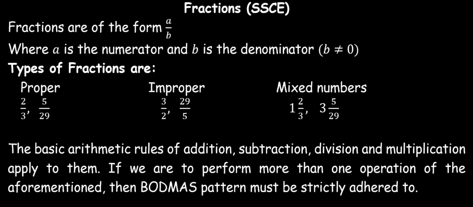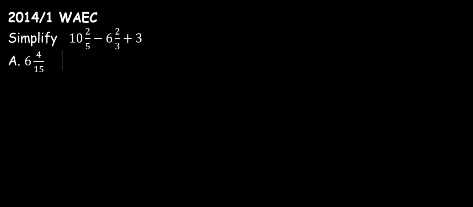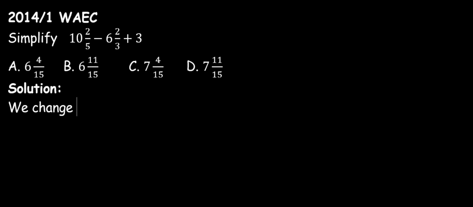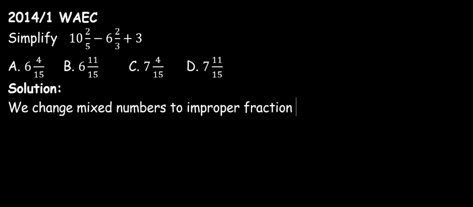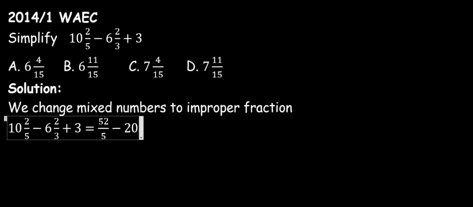Let's take our first example. Simplify 10 whole number 2 over 5 minus 6 whole number 2 over 3 plus 3. The options are given. Solution. First, we change mixed numbers to improper fractions. Then our given problem, 10 whole number 2 over 5 minus 6 whole number 2 over 3 plus 3, will be equal to 52 over 5 minus 20 over 3 plus 3.